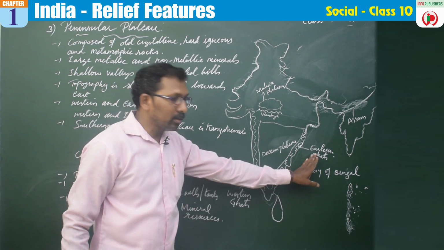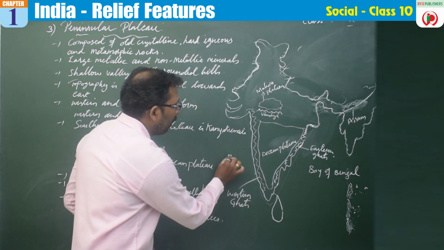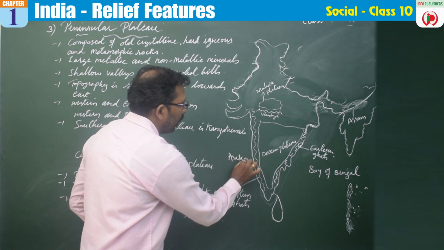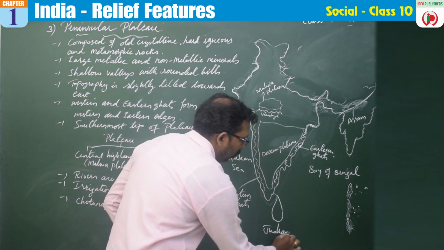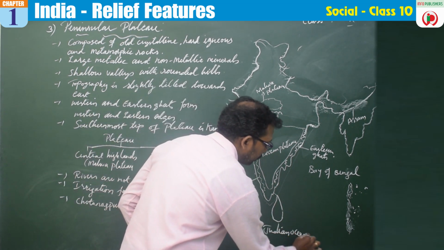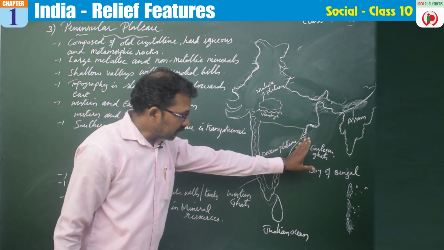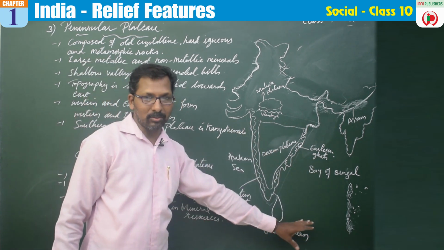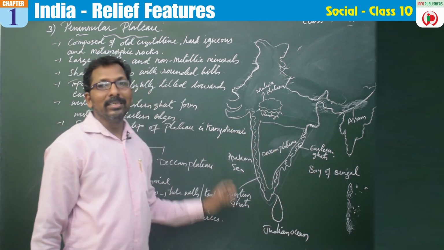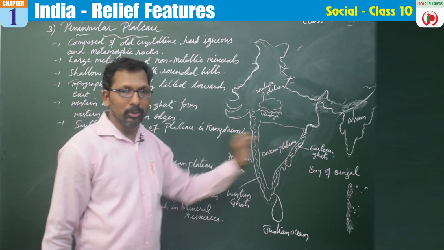Because the water is on three sides: Bay of Bengal, Arabian Sea, and Indian Ocean. Right. So, why is it called the Peninsular Plateau? Because it is surrounded by water on three sides. That is why it is called Peninsular Plateau.